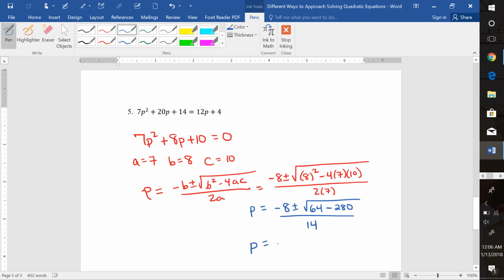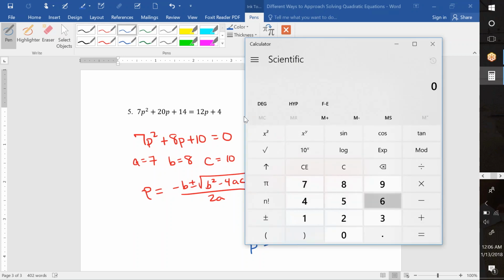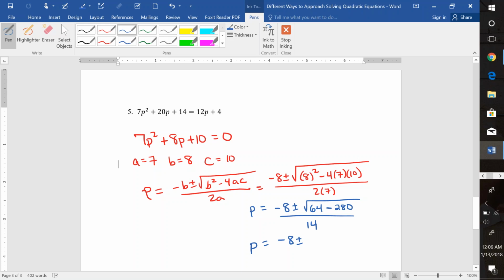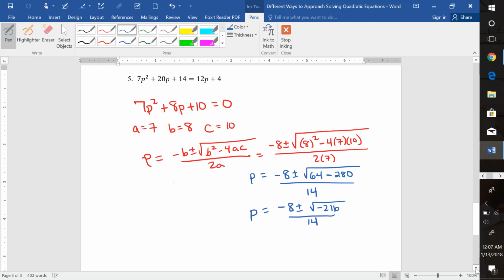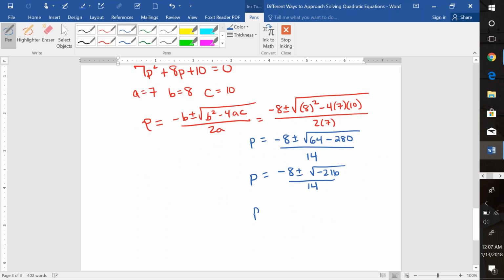So this is p equals negative 8 plus or minus. So we need to do 64 minus the 280. 64 minus 280 is negative 216. And that's okay because we've already learned imaginary numbers in a different section. So what we now need to do is reduce this down. So negative 8 plus or minus, now is 216 a perfect square? I don't believe so. No, it's not.